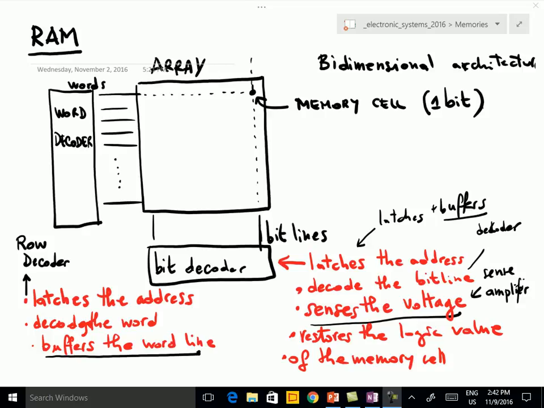We have some rows that are called word lines, and then we have some columns that are called bit lines. At the cross of a word line and of a bit line, we have typically a memory cell which is able to store 1 bit of information. Then we have a word decoder and a bit decoder. The inputs of these decoders are the addresses, some bits of the complete address of the cell.